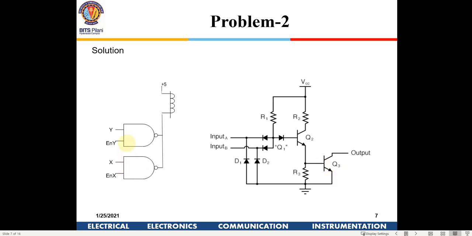If either of them is zero, then there will be current flowing through this diode, and whatever VCC is available gets dropped across R1. So Q2 is off. If Q2 is off, then Q3 is also off because there is no current coming here. So Q3 is also off, and this is like a high impedance state. So in this particular TTL gate, you can very well connect the outputs like this.